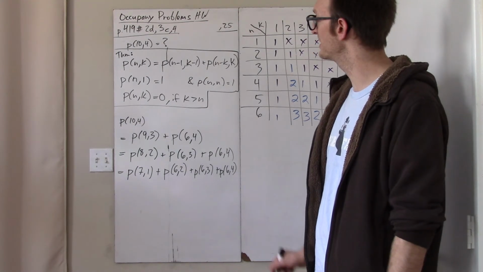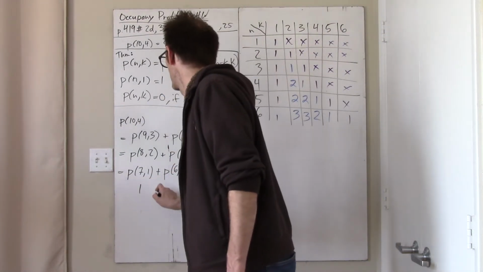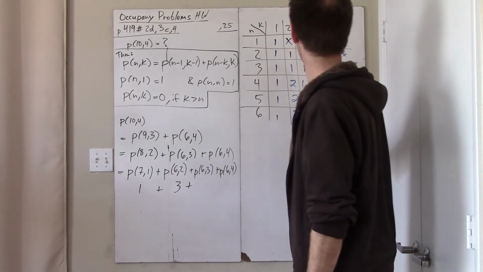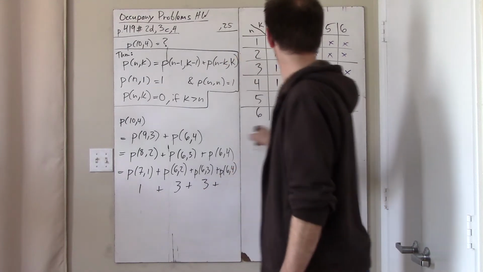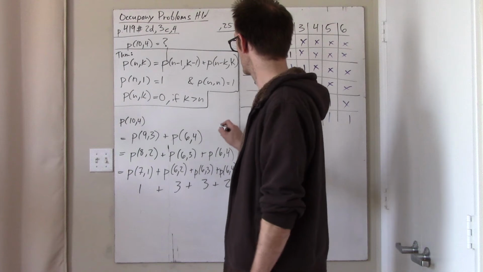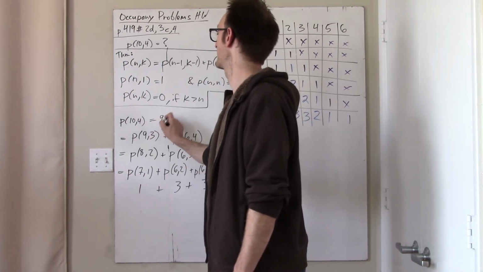Well, anyway, what is P71? I know it's just 1. This I know is 3. This I know is also 3. And this I know is 2. And so 6 and 8, 9. So the answer to this is that this is 9.